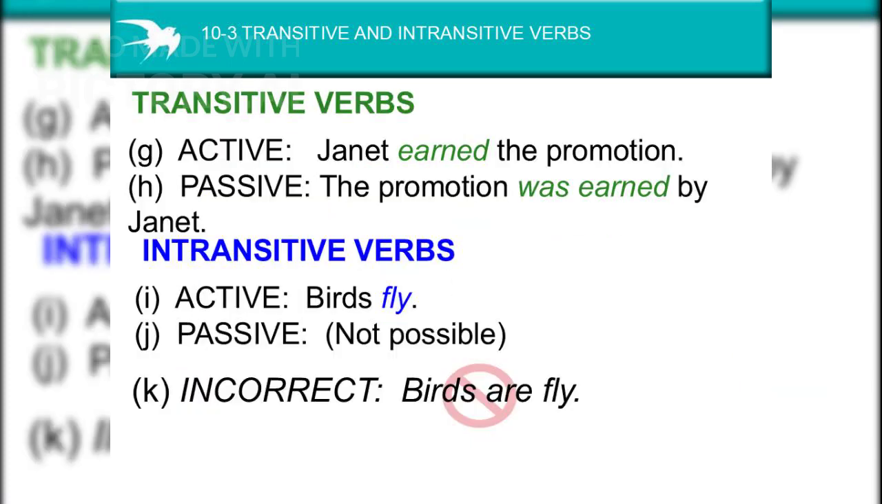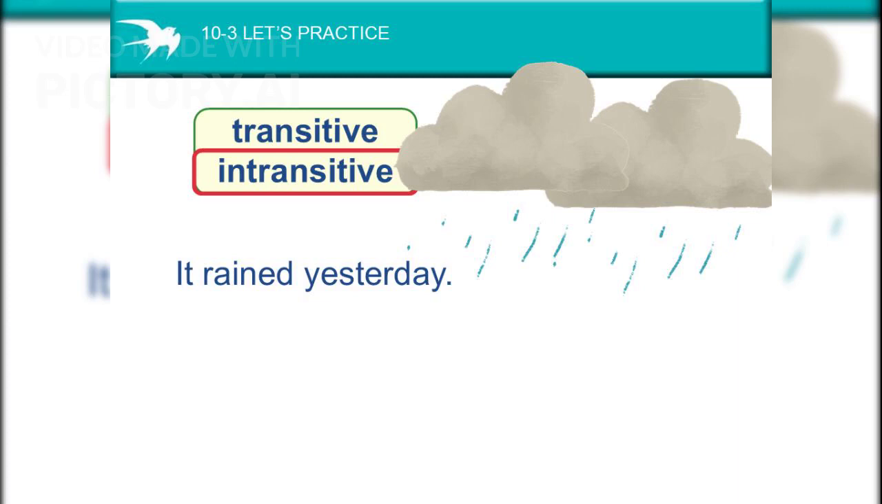Transitive verbs can be converted to passive, like, Janet earned the promotion, to, the promotion was earned by Janet. Intransitive verbs cannot be passive. Let's practice identifying verb types. It rained yesterday is intransitive, as it doesn't need an object.